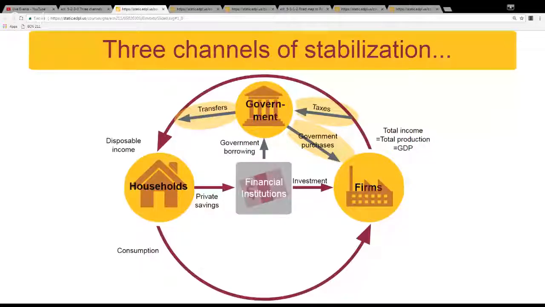So then the next and the final channel through which the government can do stabilization policies is through transfers. And this is actually a very common way of stabilizing the economy, a common instrument. In most countries, this instrument is actually legislated in. It's part of the plumbing of the economic system.